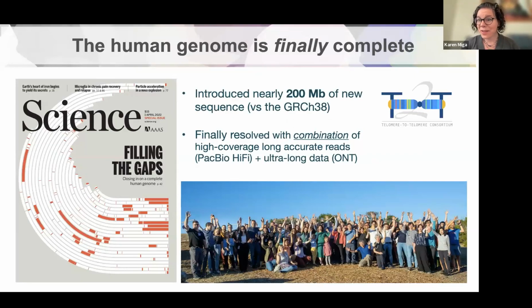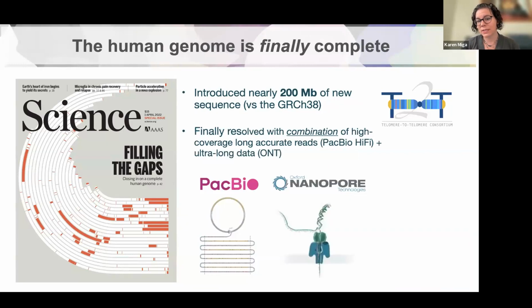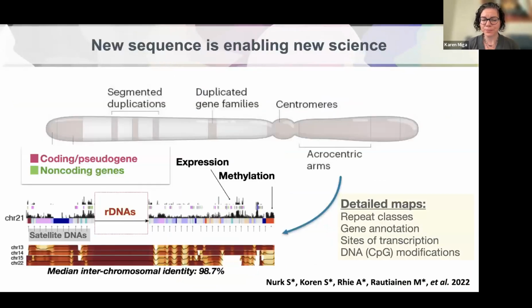So it's been a lot of fun celebrating the release of a first complete genome. This happened back in 2022 by the Telomere-to-Telomere Consortium, with these faces I'm showing you on this slide, where we all met for the first time face-to-face in Santa Cruz last year. And this was really resolved with a combination of 2 different long-read components. It was high coverage PacBio HiFi and ultra-long sequences from Oxford Nanopore, a pore-based sequencer, which is embedded in a membrane where you can take any length of DNA through the pore.